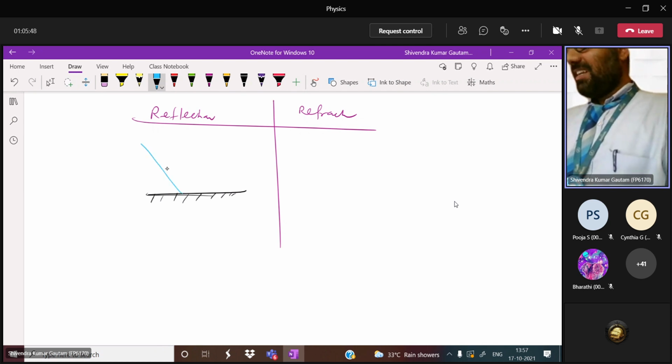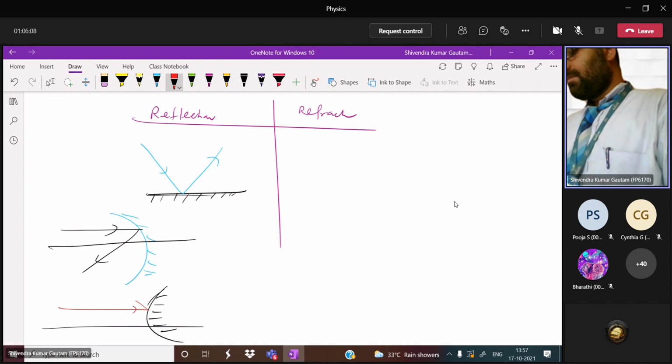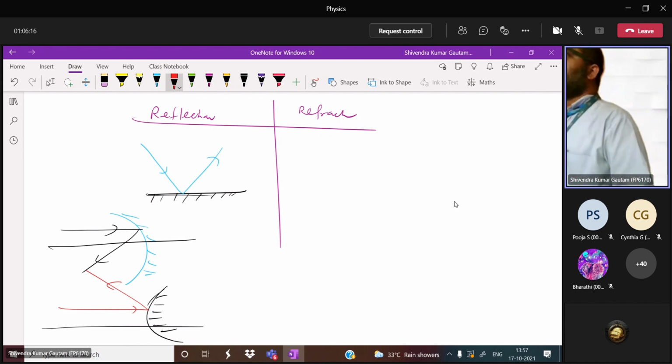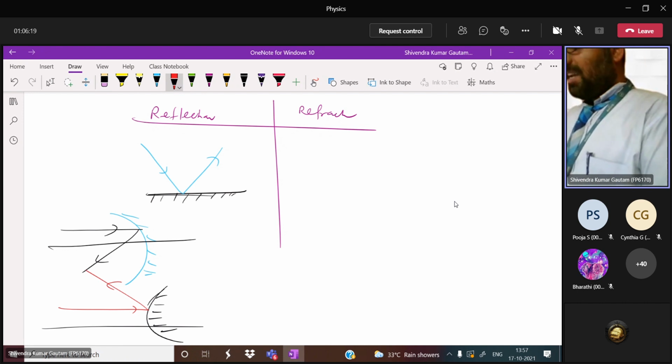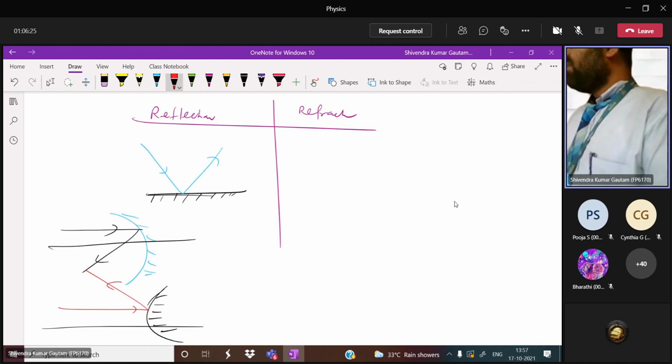If the ray is incident here, it returns back to the same medium. With a plane mirror, or a concave mirror with a ray parallel to the principal axis, it returns back to the same medium after reflection. Concave, convex mirror, you take any. Tell me, in all these three cases, does the ray return back to the same medium or not? One part is silvered, so the ray cannot cross to the other medium. Now tell me, the ray is returning back to the same medium.